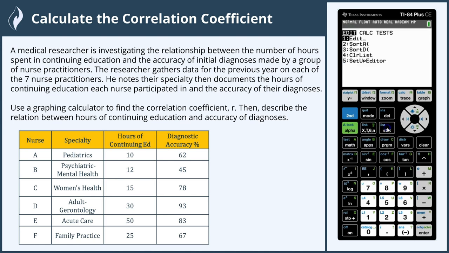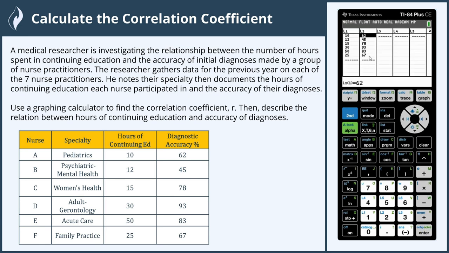We'll go to Stat and edit our lists. In List 1, we'll enter the hours of education, and in List 2, the accuracy. You'll see that I've already entered these in. However, if you don't have them entered in correctly and you have a long list of things that you need to get rid of, you can press up and then clear and then enter, and it will clear out the whole list. Also, we want to make sure that we have the exact same number in List 1 and List 2, or we'll end up with a dimension error.